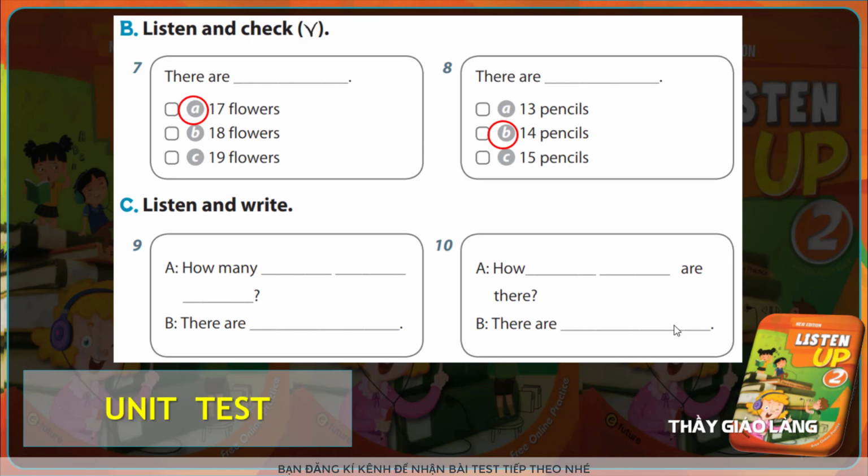C. Listen and write. 9. How many flowers are there? There are 19. 10. How many pencils are there? There are 17.